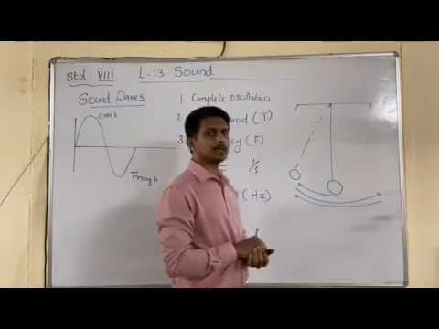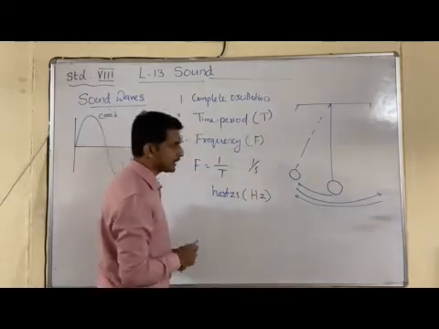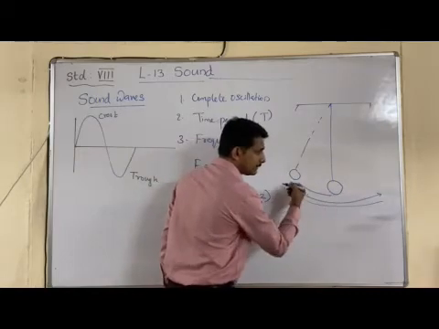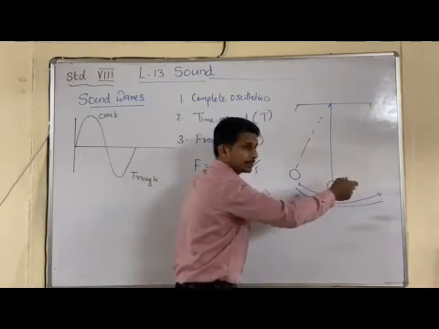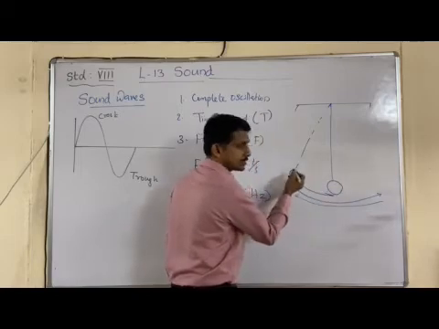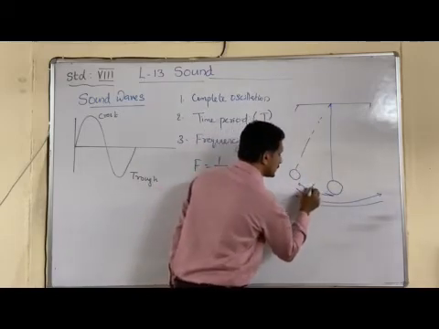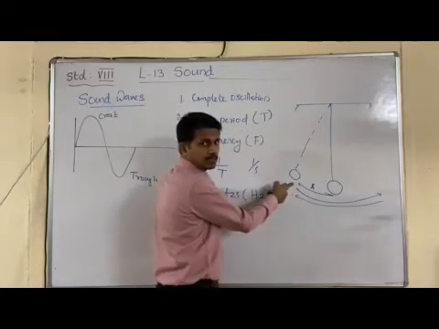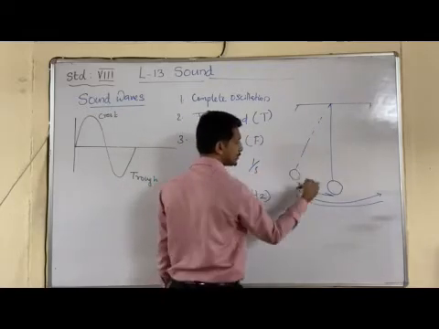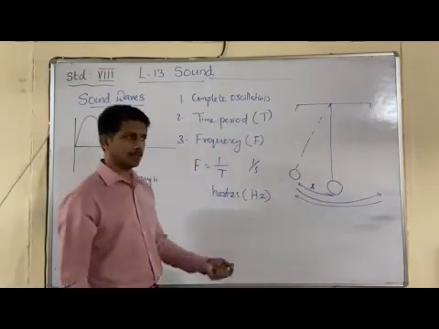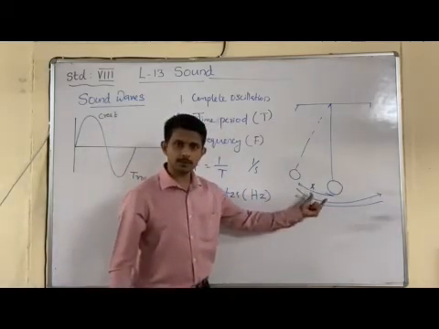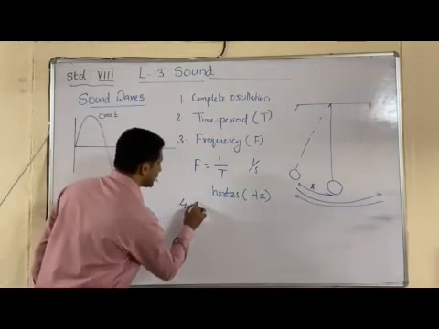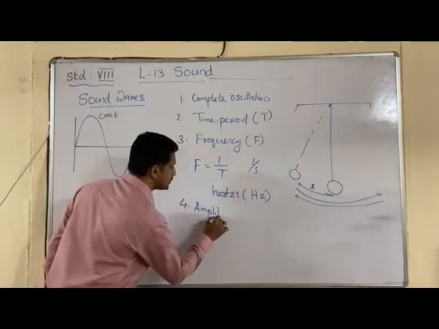One more term is related to this oscillation. We can see that this pendulum is performing oscillations, vibrations, in this way. What is the maximum displacement performed by this pendulum? That is known as the amplitude. For example, in this case, this is the maximum displacement of this oscillation. The maximum displacement of the oscillation is known as the amplitude.